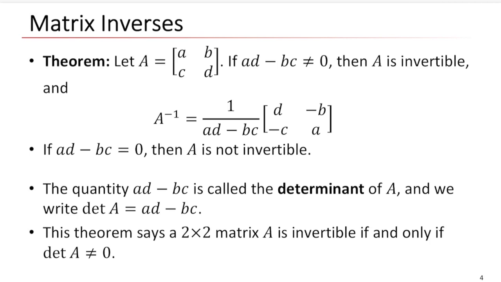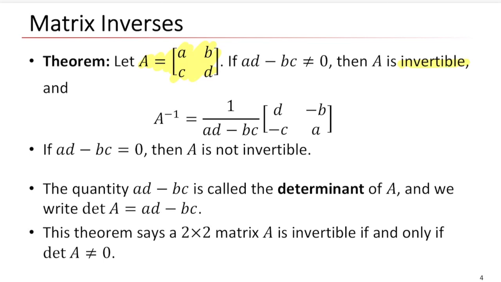Here is another theorem. Let's say A is a 2 by 2 matrix with entries a, b, c, d. Then A is invertible.